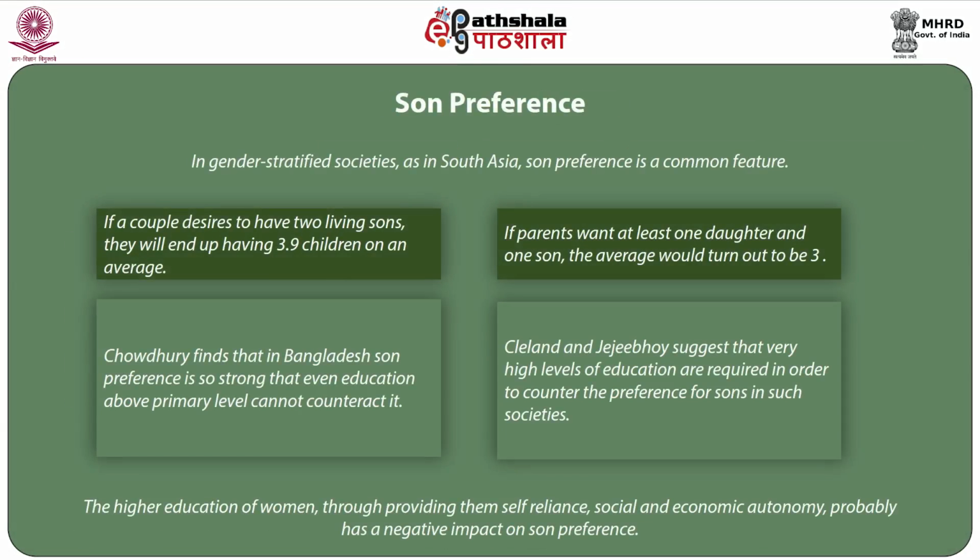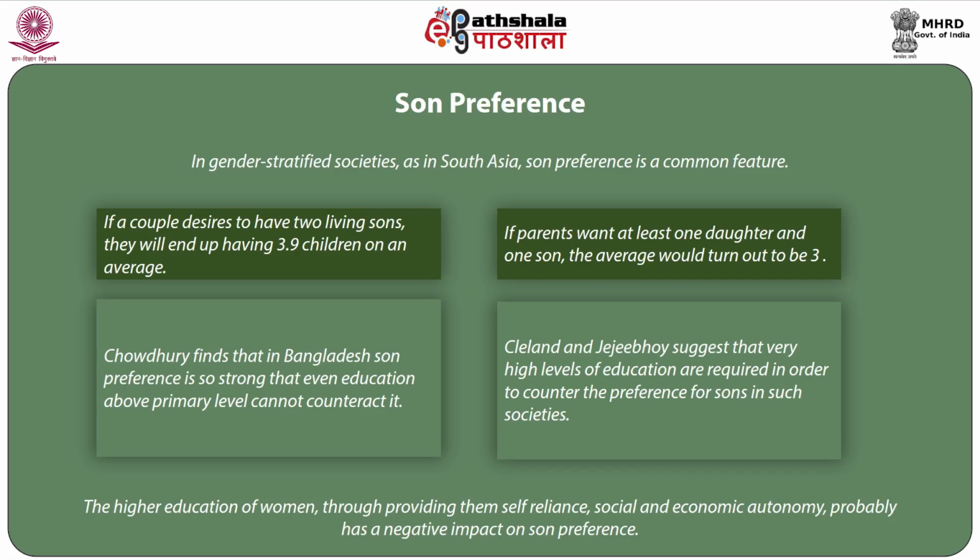Coming to son preference. In gender stratified societies, as in South Asia, son preference is a common feature. If a couple desires to have 2 living sons, they will end up having 3.9 children on average. If parents want at least 1 daughter and 1 son, the average would turn out to be 3. Thus, son preference increases the family size significantly in the long run.